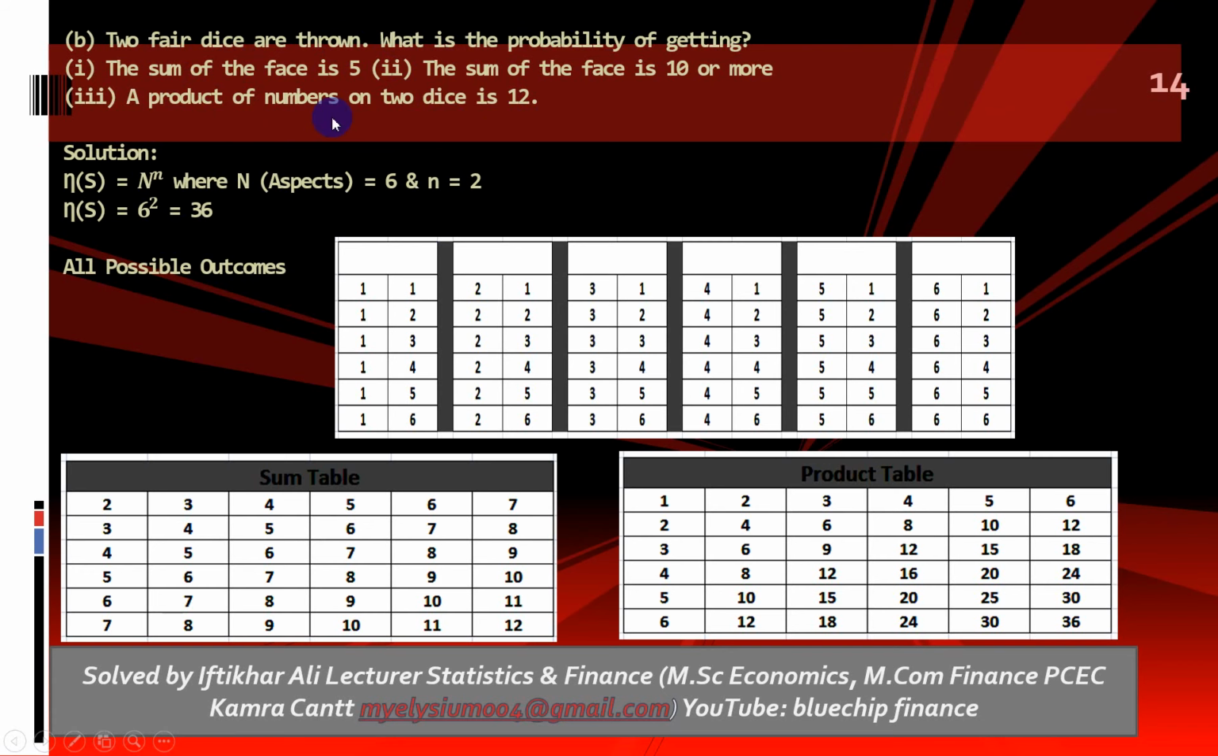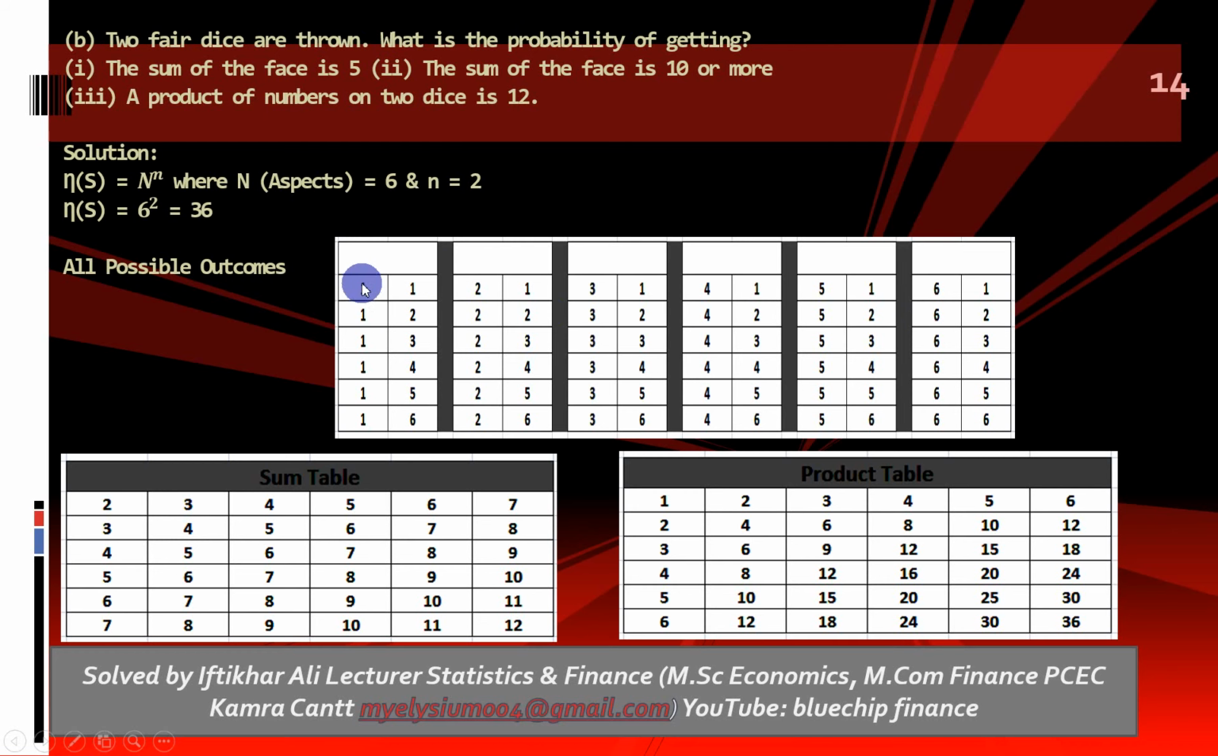First of all, the first important thing is to calculate the sample space. As in the previous question, I already discussed that it is equal to the aspects raised to the power count. So 2 fair dice means count is 2, and there are 6 aspects of a die: 1, 2, 3, 4, 5, 6. So 6 raised to power 2 will be 36, and these 36 possible outcomes are given here.